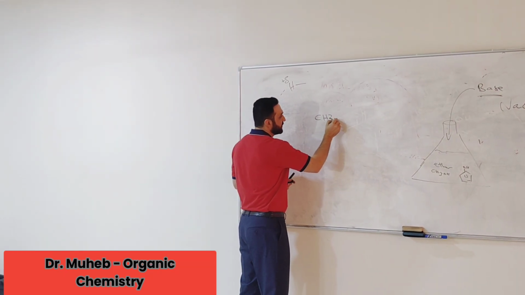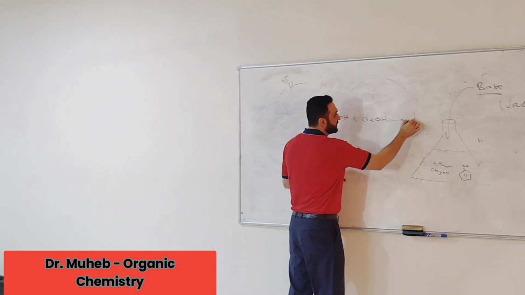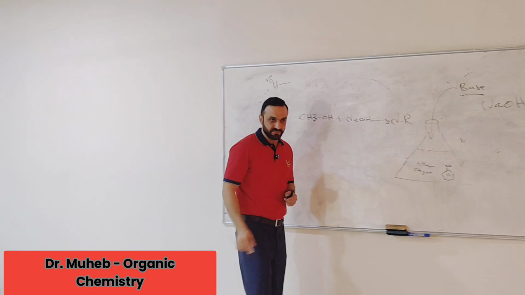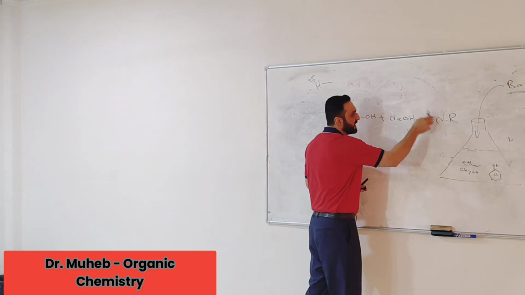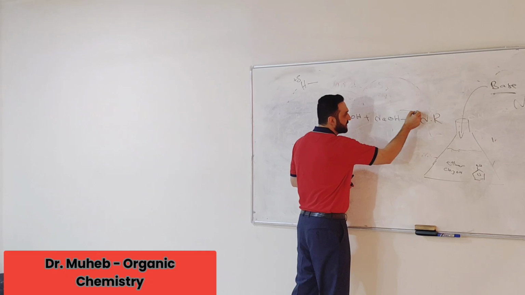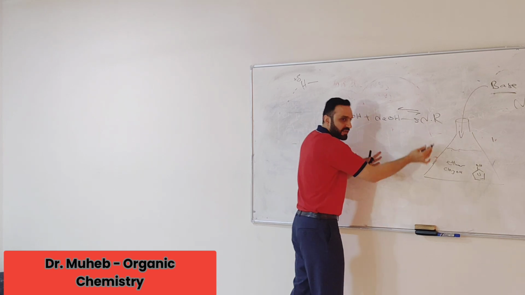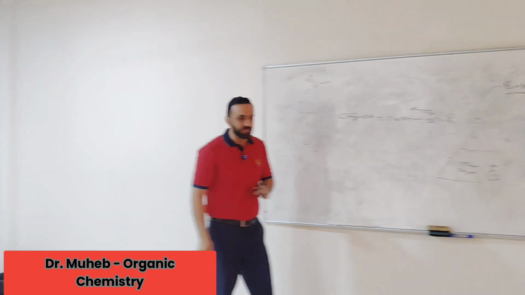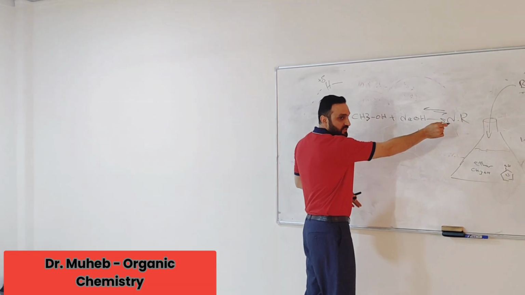For the alcohol, ROH plus NaOH, no reaction. Or if we have a reaction, this side will be more stable than this side. For this reason we said no reaction. The equilibrium will be toward this side. Okay, if you write the complete equation.